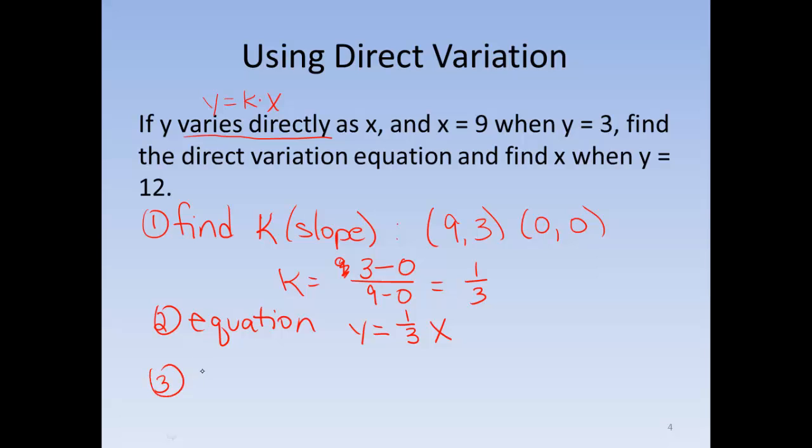Third thing is use the prediction. So if they tell me y equals 12, what's x? Multiply both sides by 3, and x is going to be 36. So the relationship here is that the y is always going to be 1/3 of what the x is. You should have gotten a worksheet in class, and the worksheet asks you to do some more with direct variation.